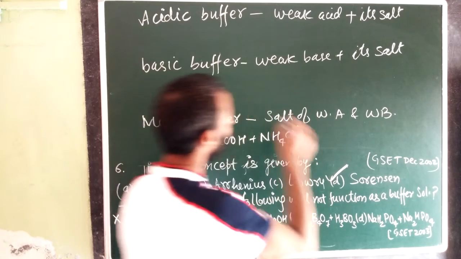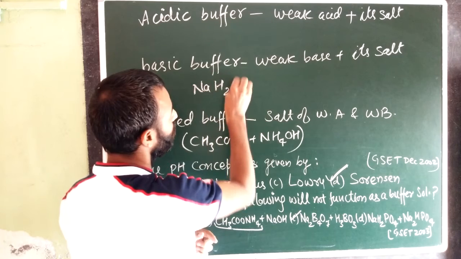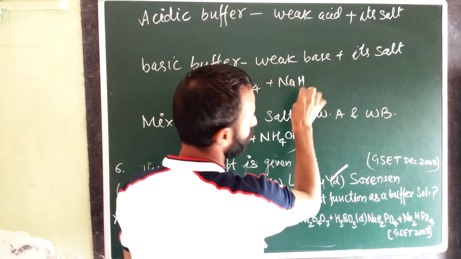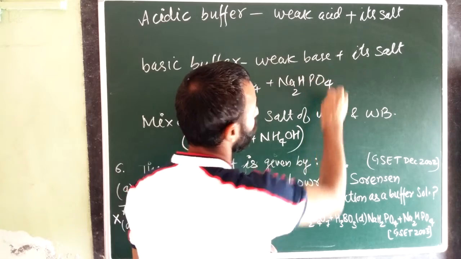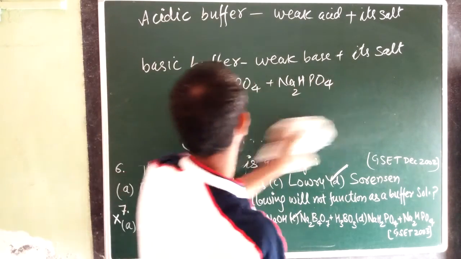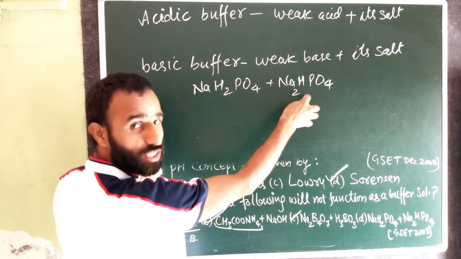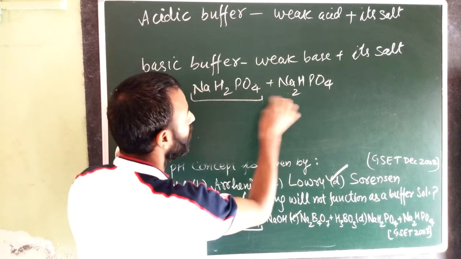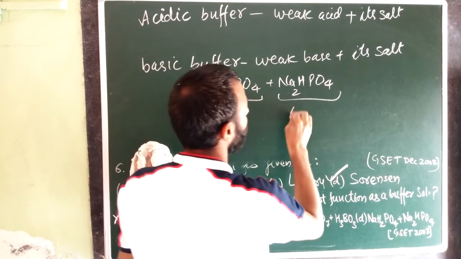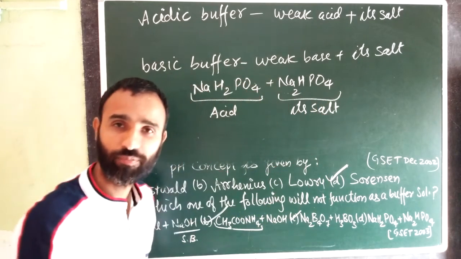Now see, both are salts: NaH2PO4 and Na2HPO4. Keep in mind here, it has one less H plus. So in this case, it acts as an acid and it acts as a salt. Both are acid salts actually.